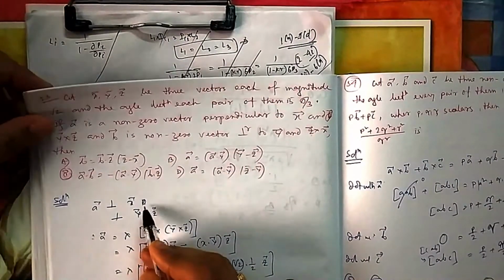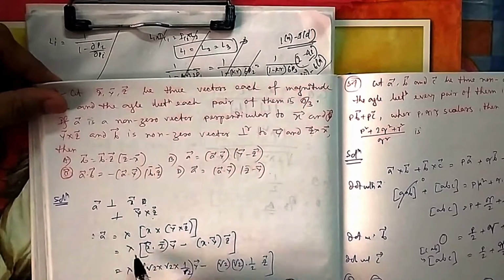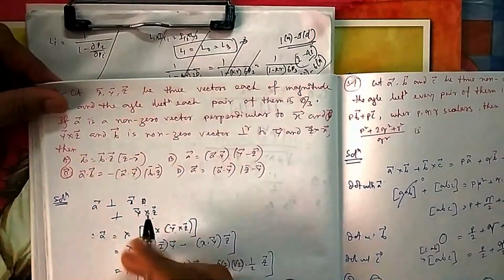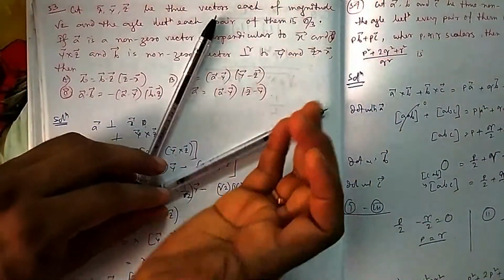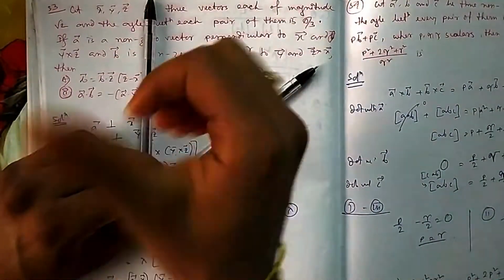So you can see A is perpendicular to x, A is perpendicular to this, that means A is equal to lambda into this cross this. We don't know the magnitude, but the direction you know, because it has to be perpendicular to this and this, so it has to be in this direction, either this or this.